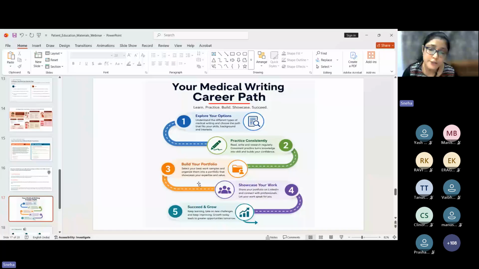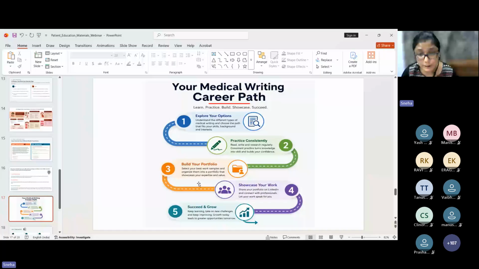Then practice consistently. Medical writing requires practice. You can learn from a theoretical course. The theoretical knowledge you can gain from a course, but the more you practice, the more consistent you become. Read, write, and research regularly. Consistent practice turns knowledge into skill and builds your confidence. So the moment you start practicing consistently, you are very close to building your portfolio.